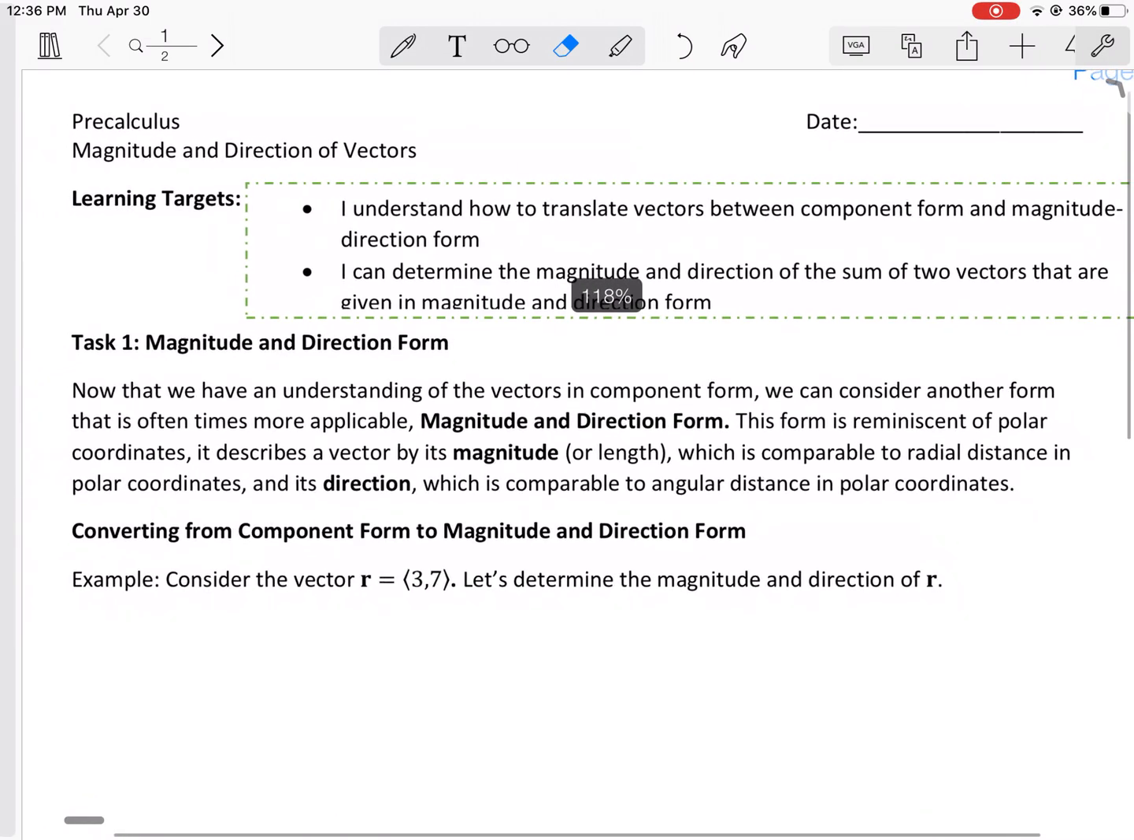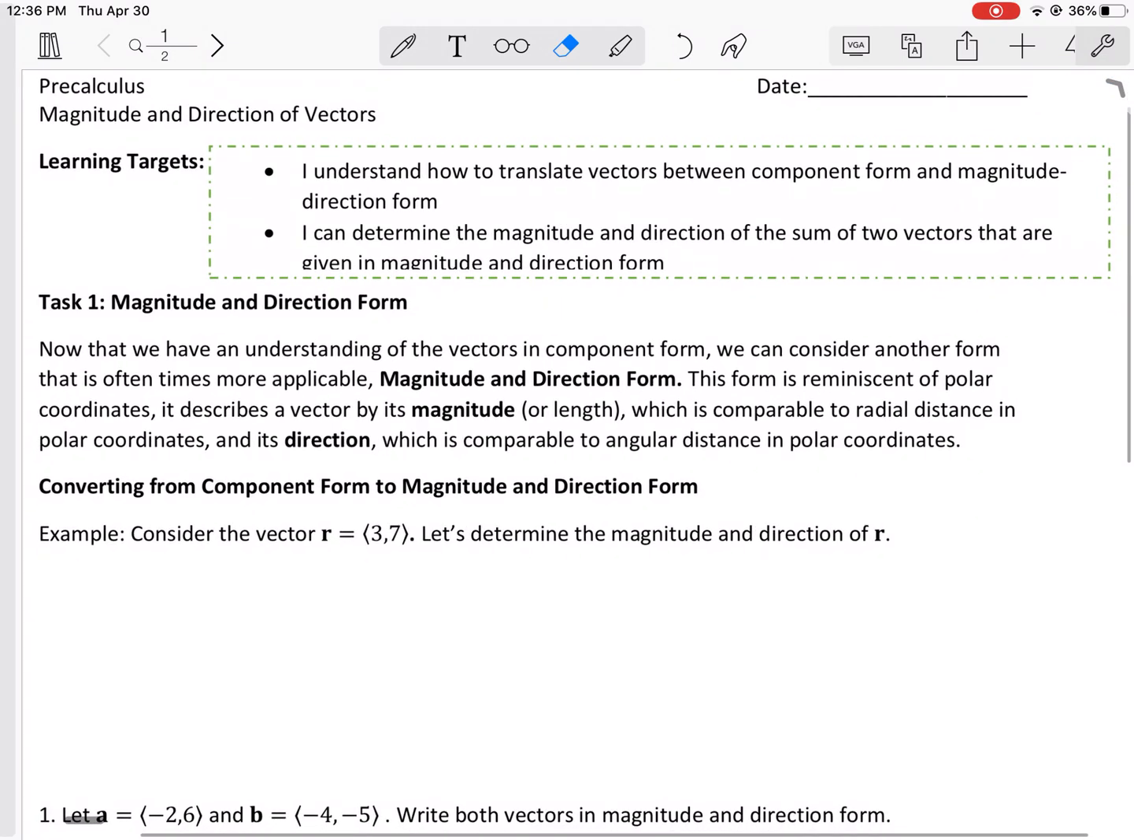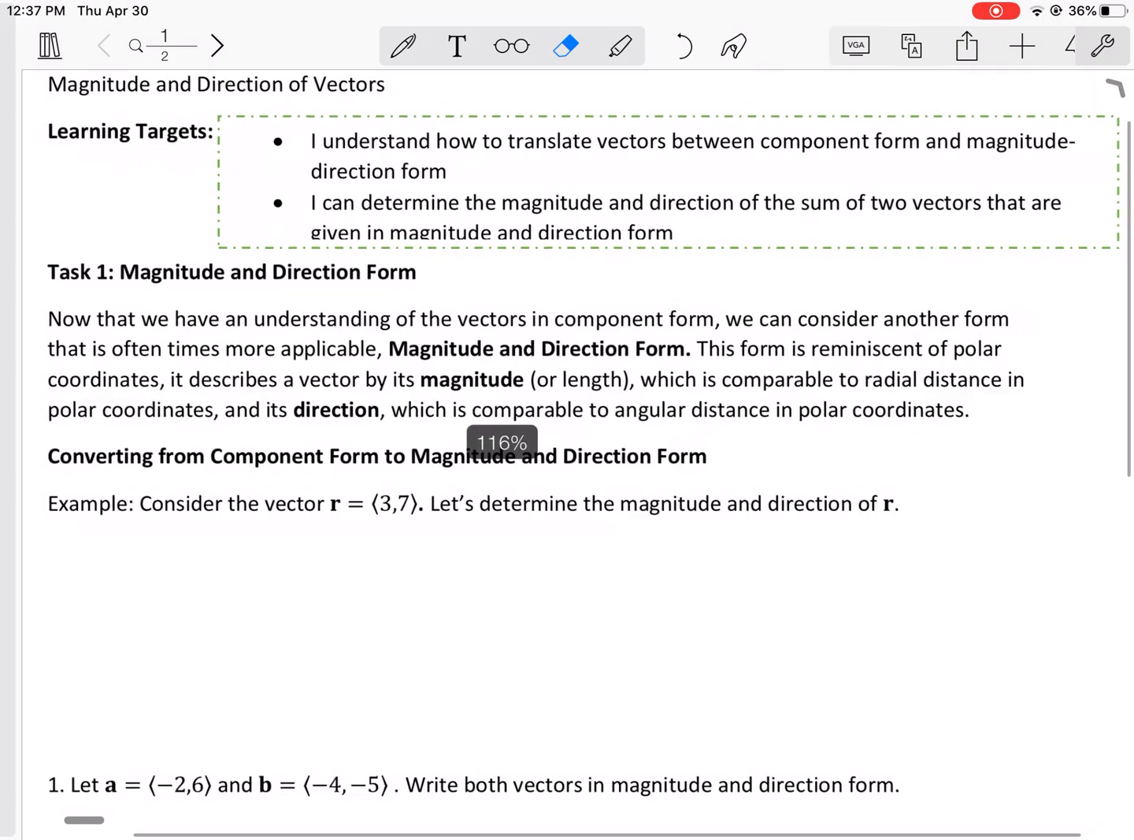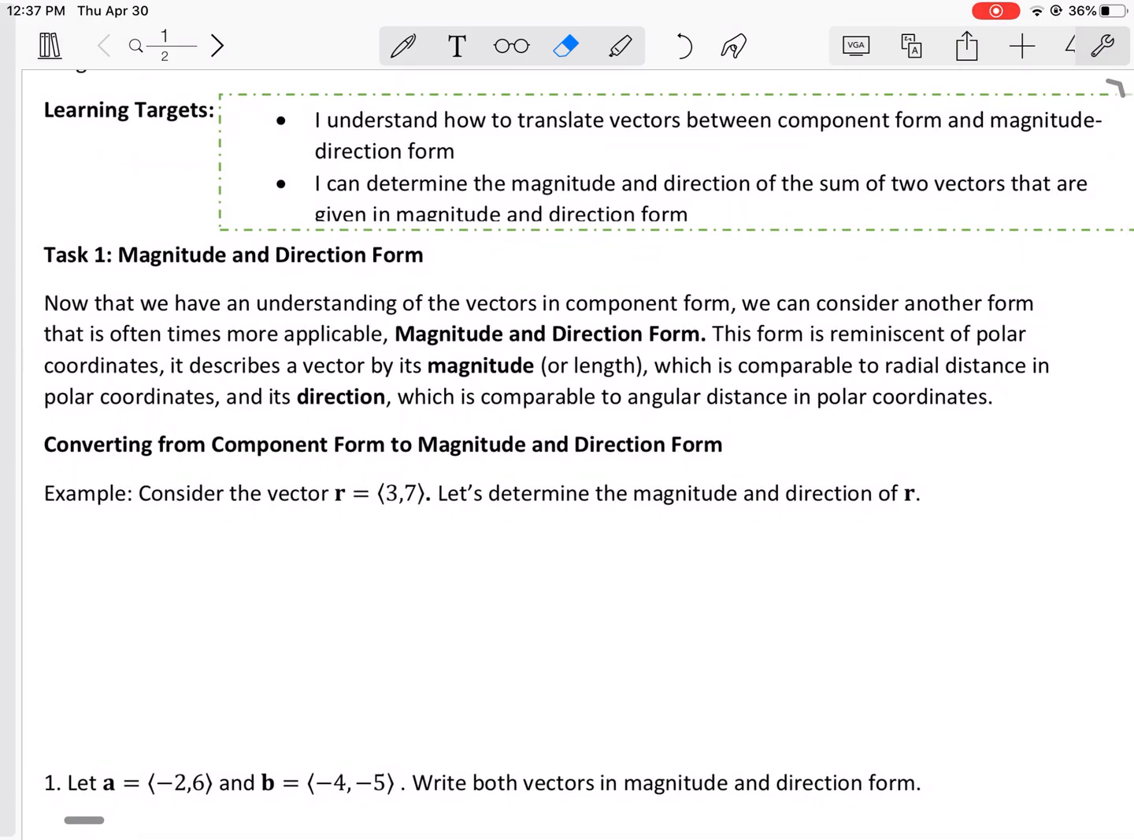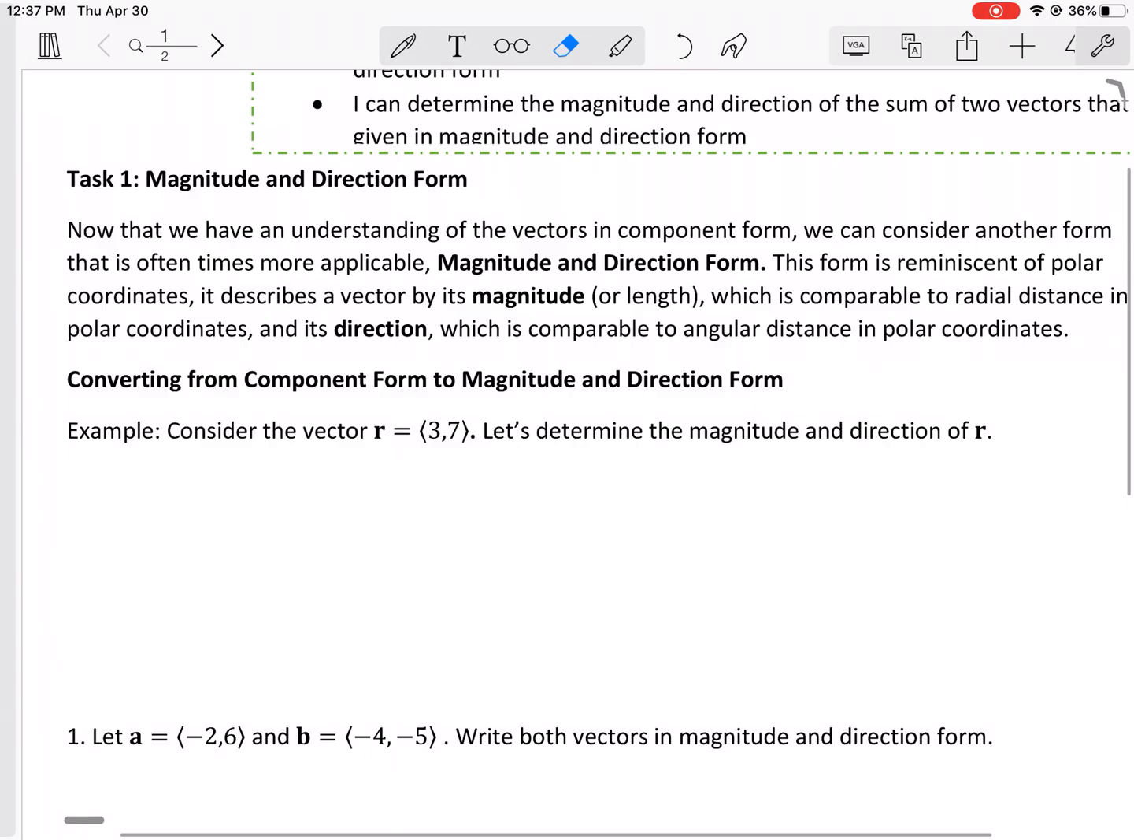We've been talking about vectors, and we've primarily worked with what we call component form of vectors because it tells us the components, horizontal and vertical. We've added, subtracted, and multiplied by scalars with those forms. Now we're going to work with a form called magnitude and direction form. This basically just tells us the magnitude and the direction of a vector, so it's pretty applicable. A lot of times this is how we see vectors. So it's going to be useful to convert between magnitude and direction form and our component form.